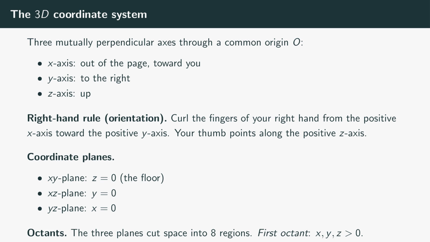The three coordinate planes are pairs of axes. The xy plane, where z equals 0, is the floor. The xz plane is y equals 0. The yz plane is x equals 0. They are mutually perpendicular and they intersect at the origin.